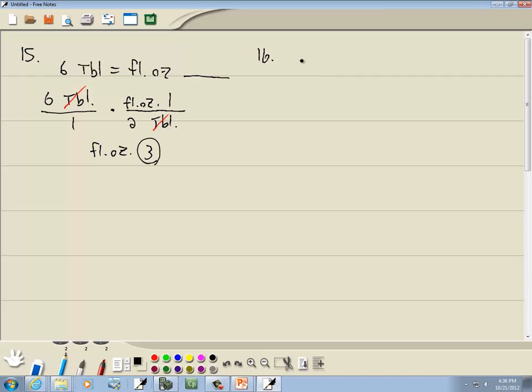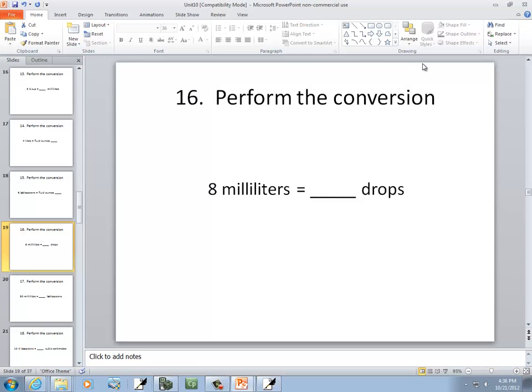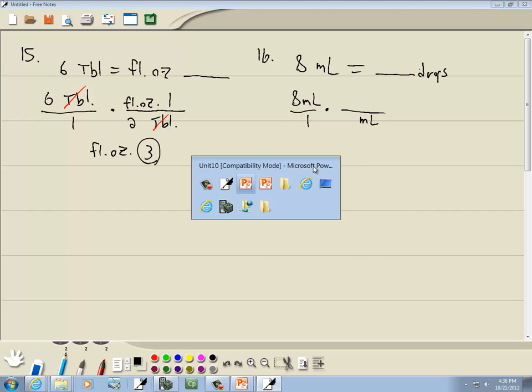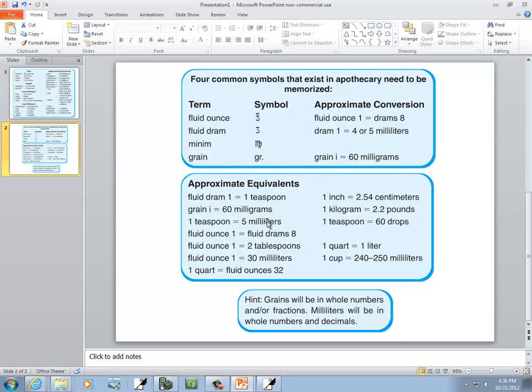Number 16, we got 8 milliliters equals blank drops. So dimensional analysis, I put 8 milliliters on top of a fraction. Milliliters up there, we have to have milliliters down here. And let's go see if we can find some kind of connection between milliliters and drops. 1 teaspoon is 60 drops.